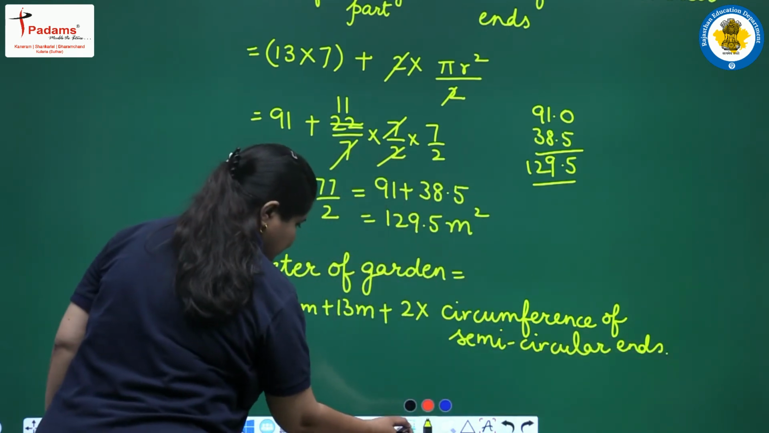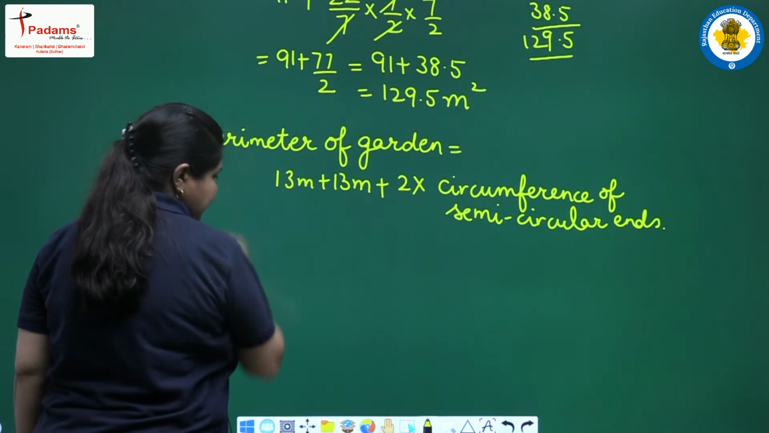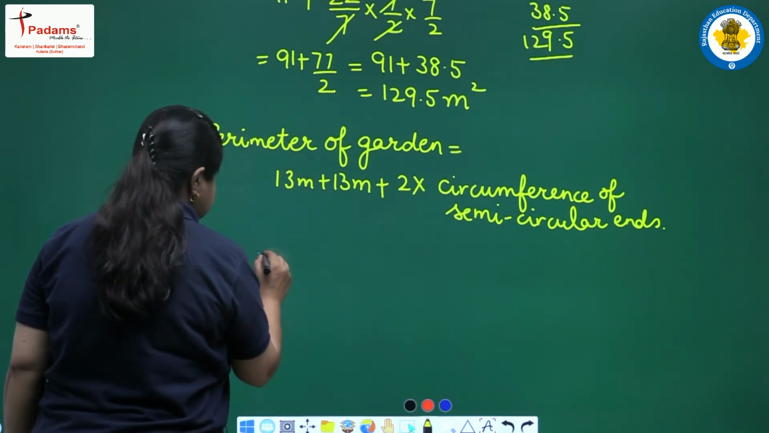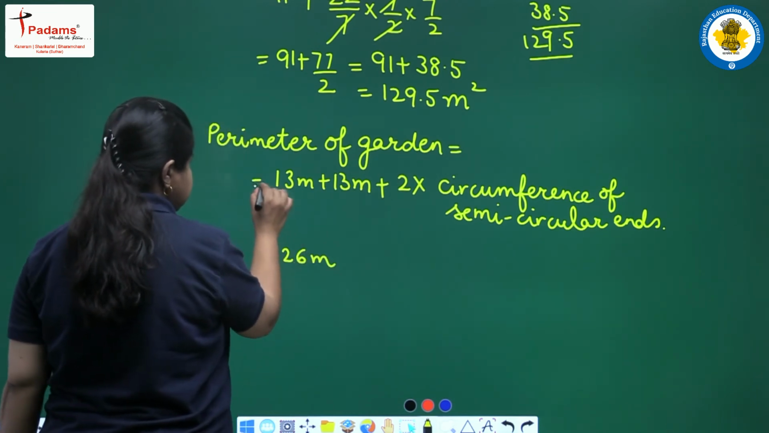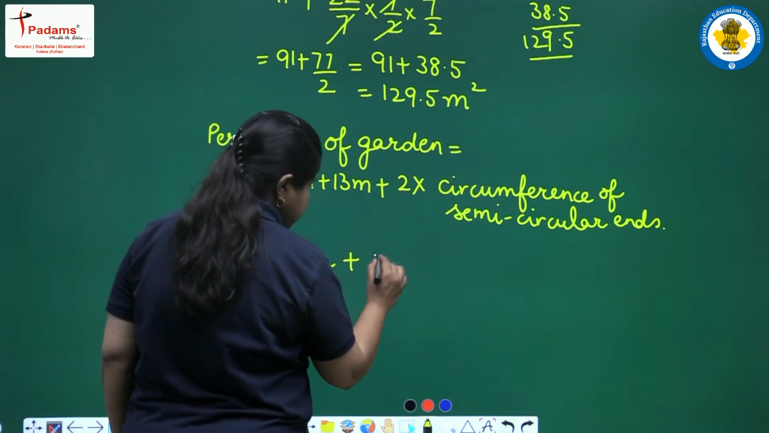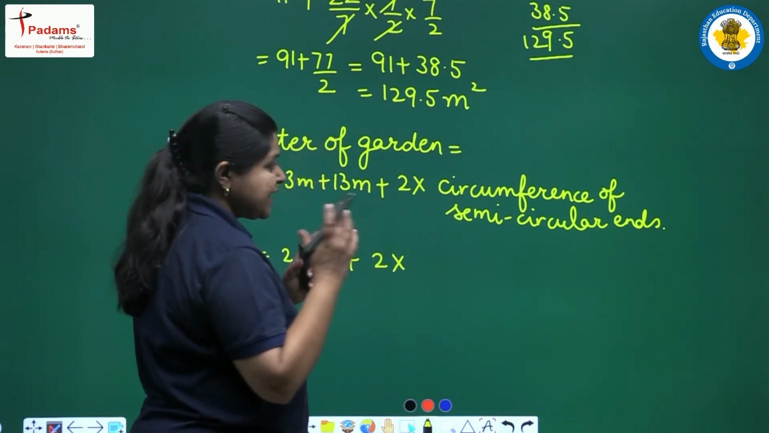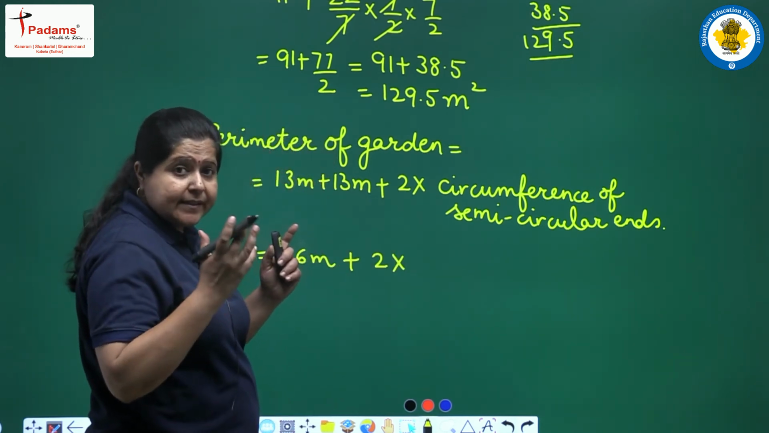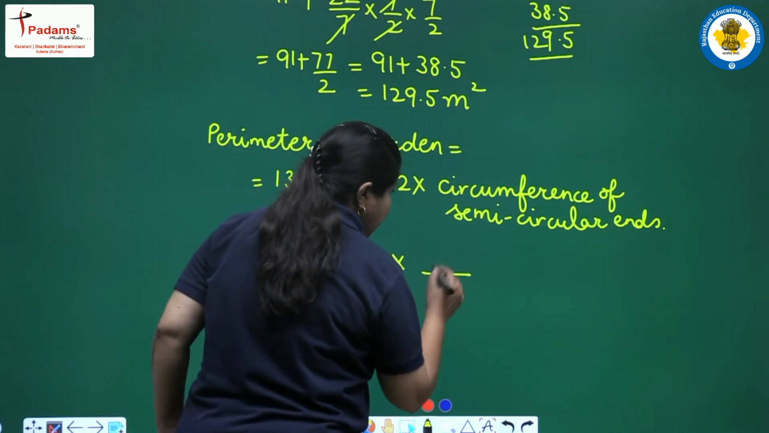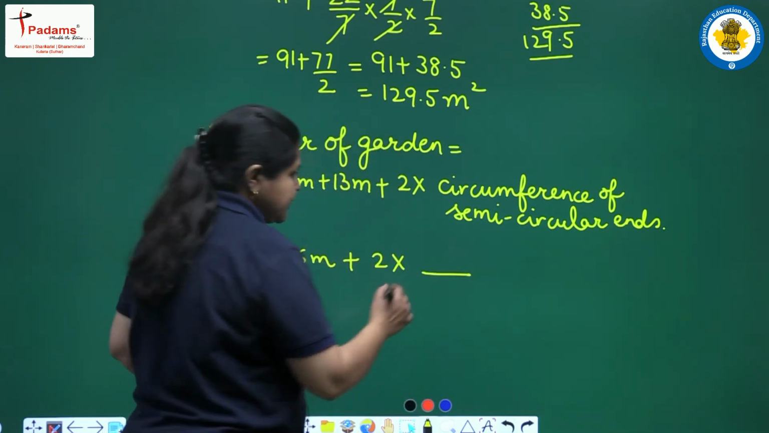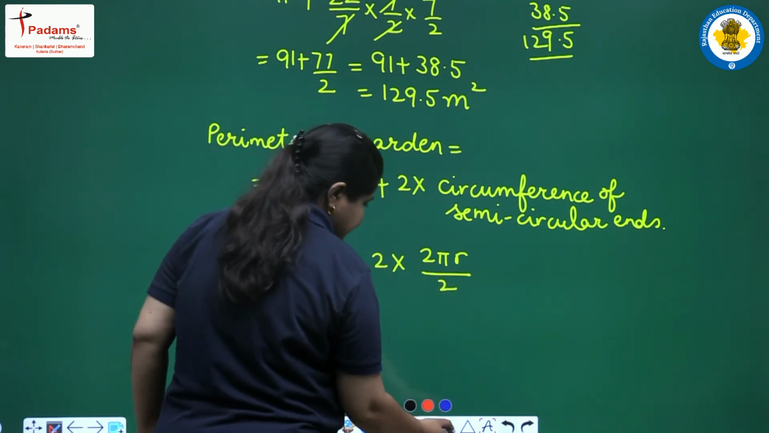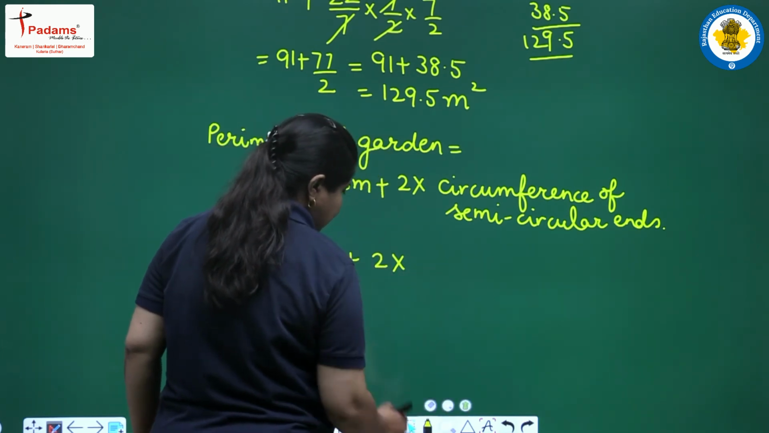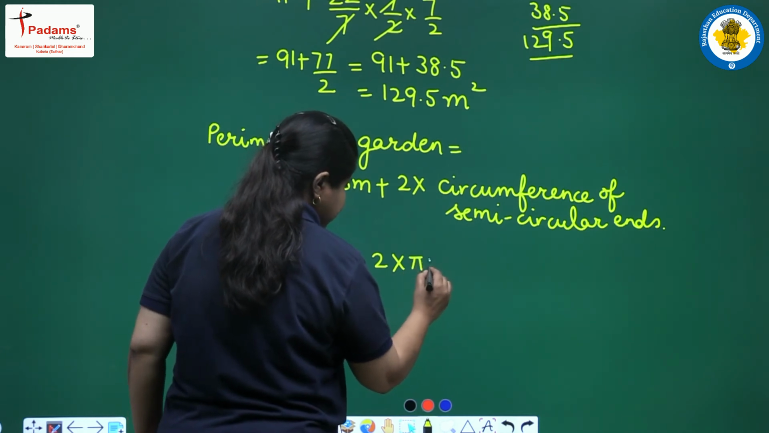Getting it? Now again making some space, we can write here, this is 13 plus 13 equal to 26 meters. This is very well clear. And now this will be equal to 2 times circumference of semicircular end. Circumference of semicircle क्या होगा? It will be half of that of a circle. Circle की होती है 2 pi r और इसकी हो गई by 2, and simply we can write the formula pi r. So 2 into pi r.